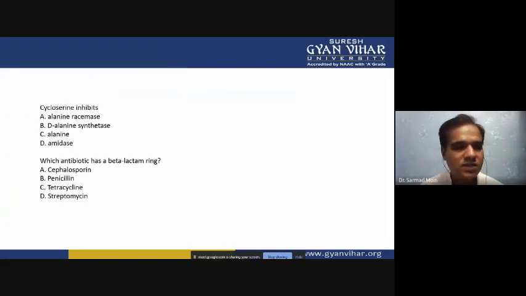The next question: cycloserine inhibits, option A is alanine racemase, option B is D-alanine synthetase, option C is alanine, option D is amidase. Again select the correct answer. And the last question is: which antibiotic has a beta-lactam ring? Option A is cephalosporin, option B is penicillin, option C is tetracycline, and option D is streptomycin.